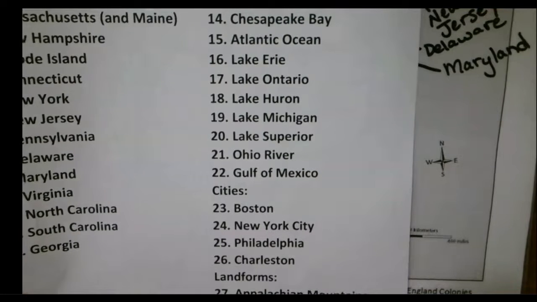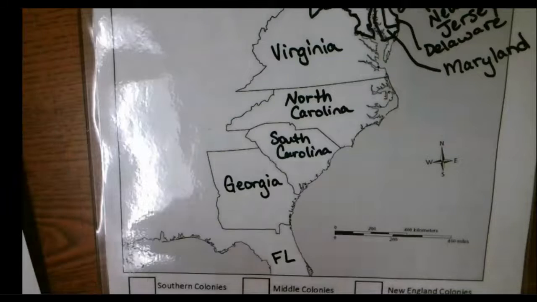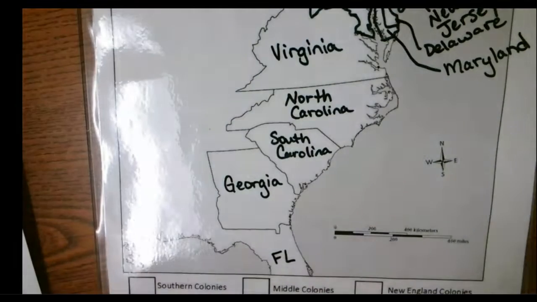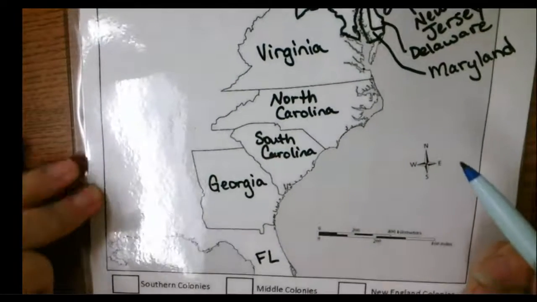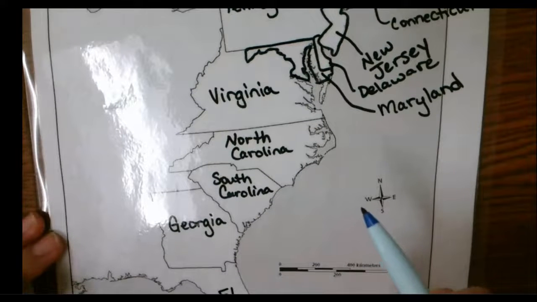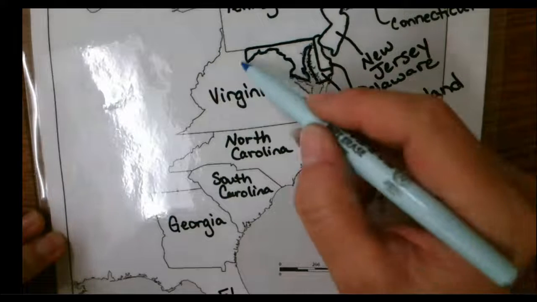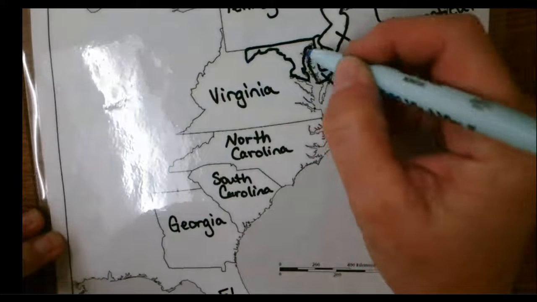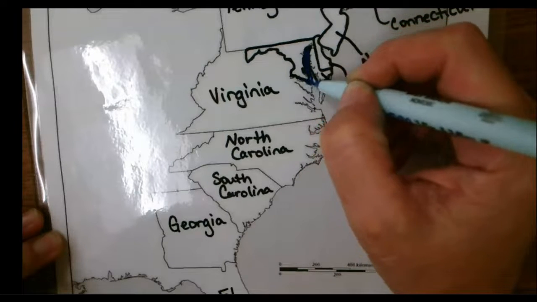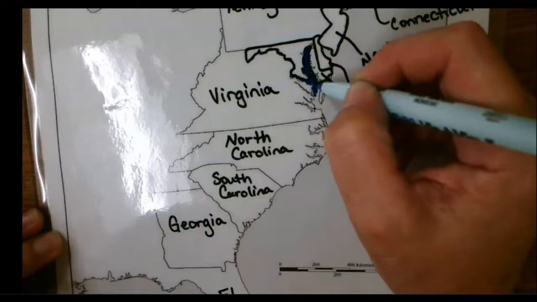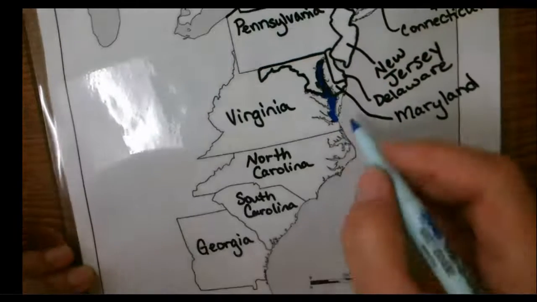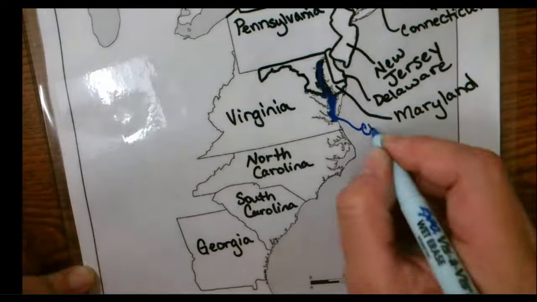So we'll start with the Chesapeake Bay. I'm going to use blue for bodies of water. The Chesapeake Bay is what gives Maryland one of its unique boundaries, okay? The other one is the Potomac River, so that's the Potomac River. But this bay in here, all of this water in here, this is the Chesapeake Bay. So I'm going to color it in so you can see it, and then I'm going to label it.